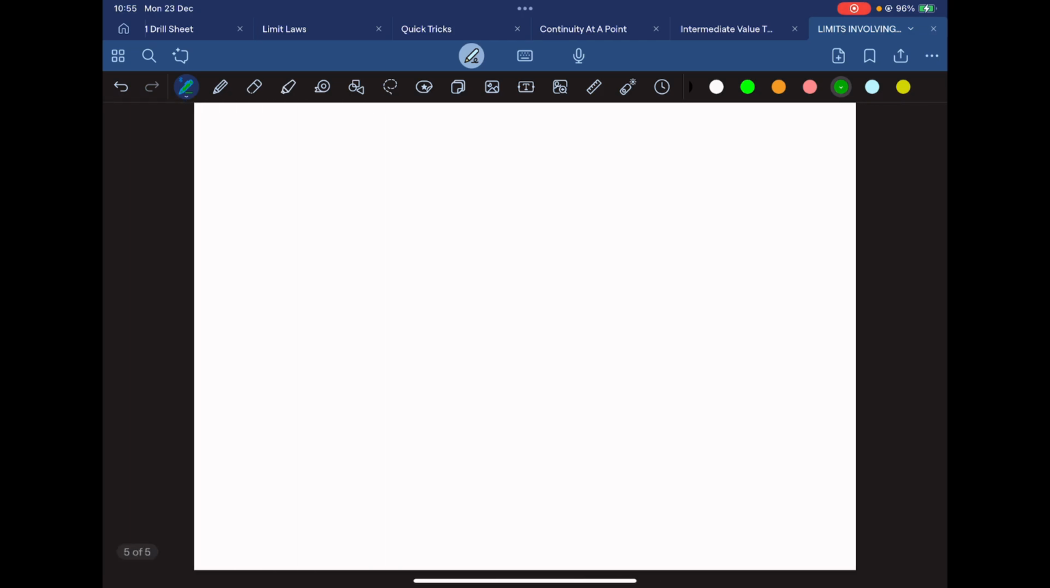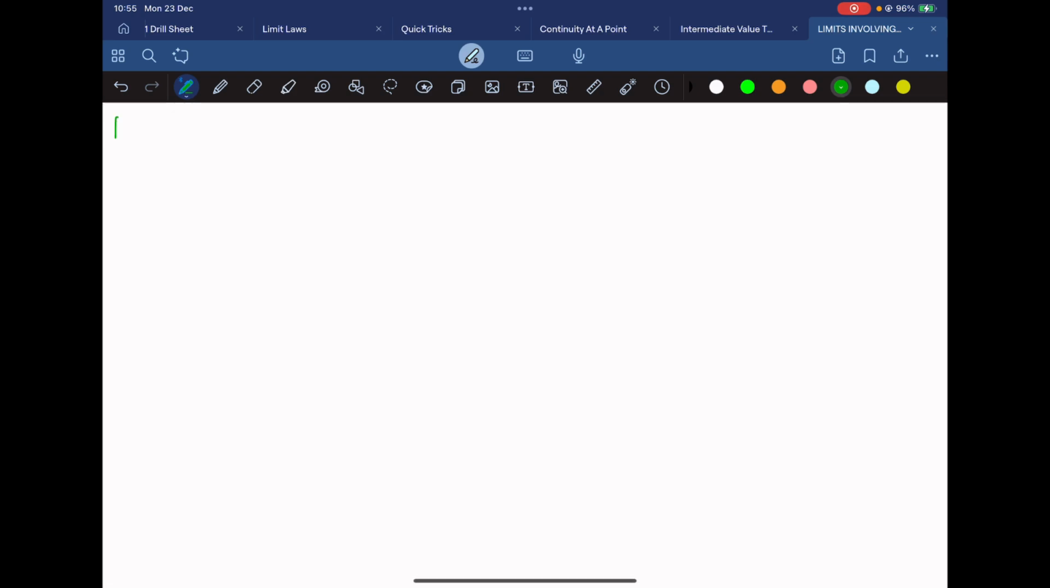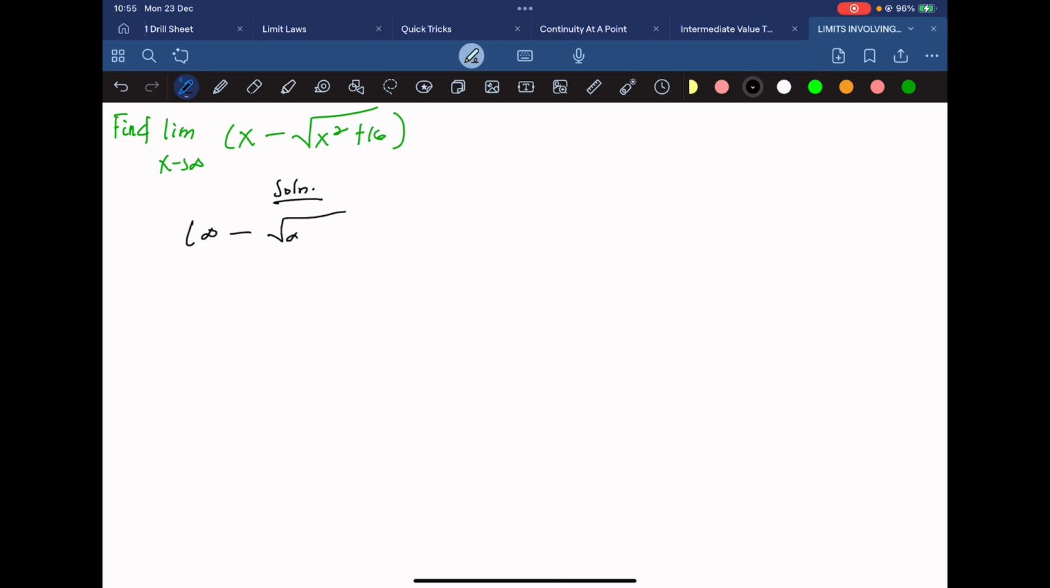Okay, let's solve another question. We are to find the limit as x approaches infinity of x minus the square root of x squared plus 16. So with this question, first of all, let's try to put in infinity. If we put in infinity, we have infinity minus the square root of infinity squared plus 16. Note that infinity squared is still infinity, and if we add 16 to infinity, it's still infinity, right?